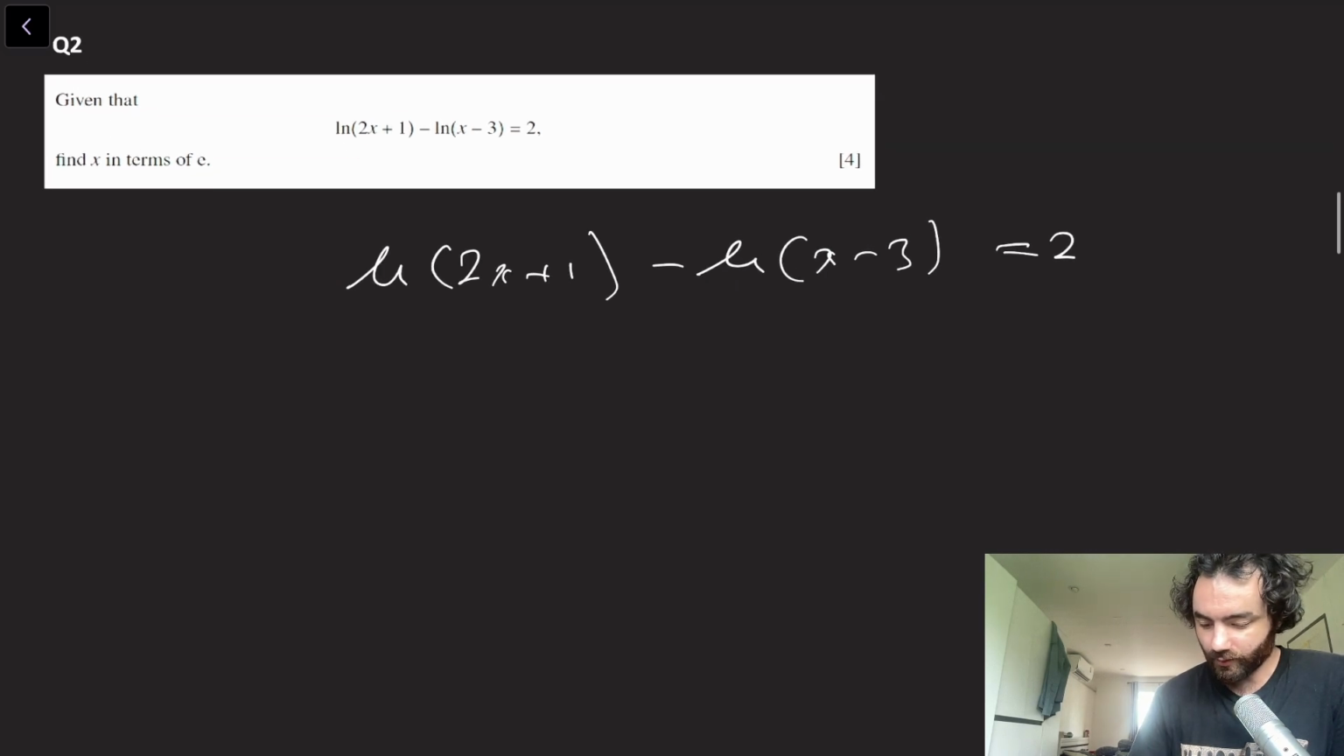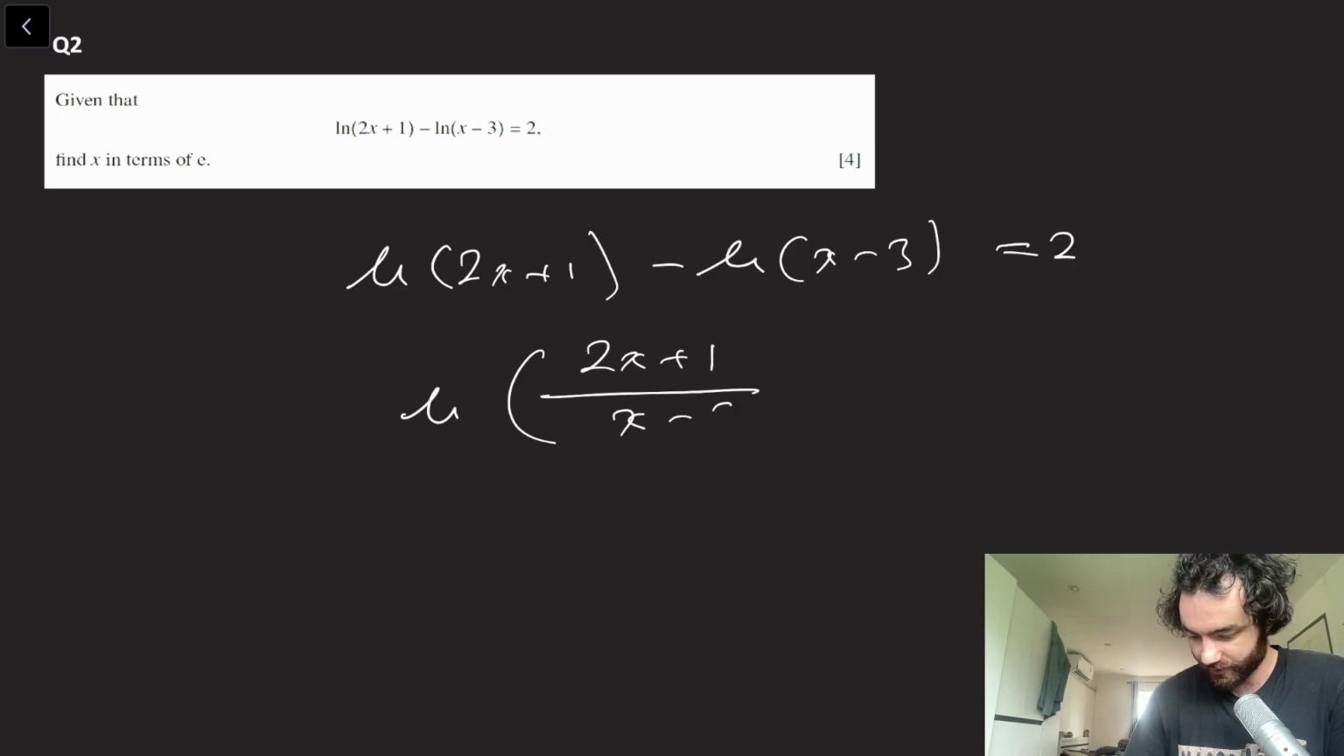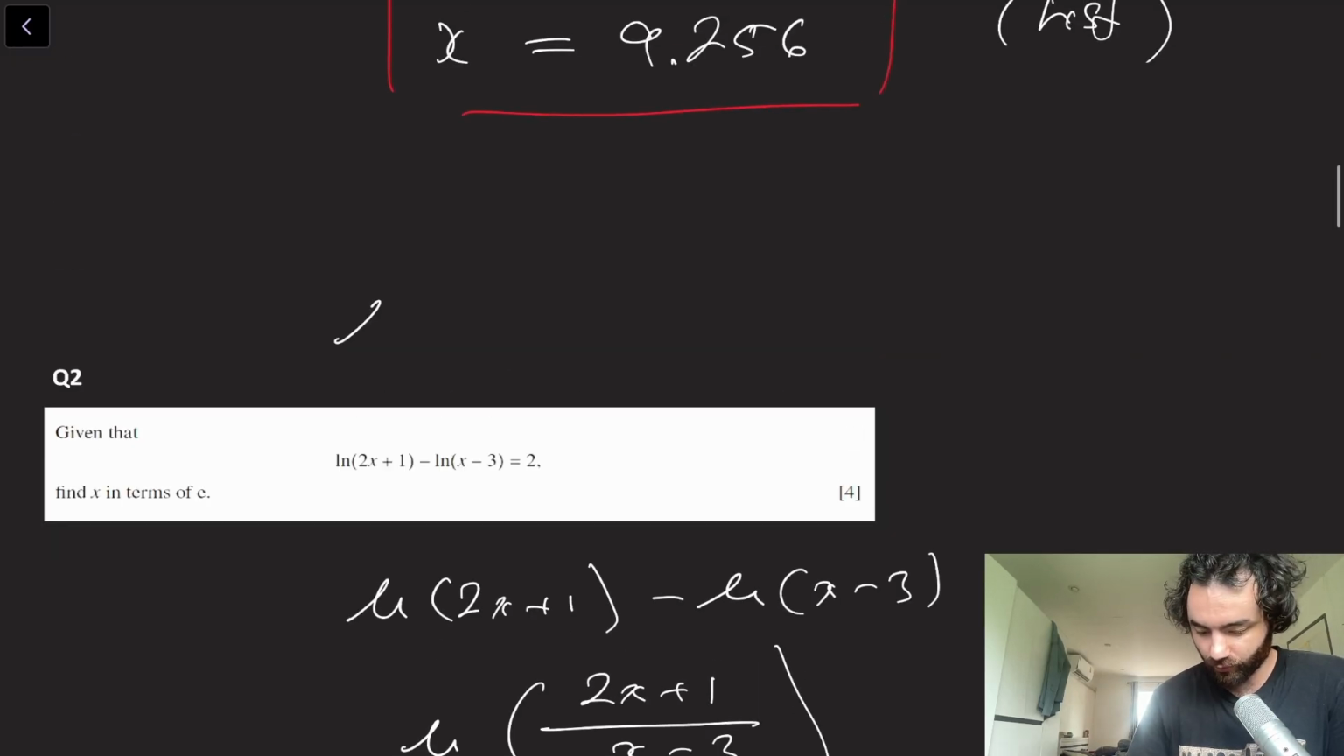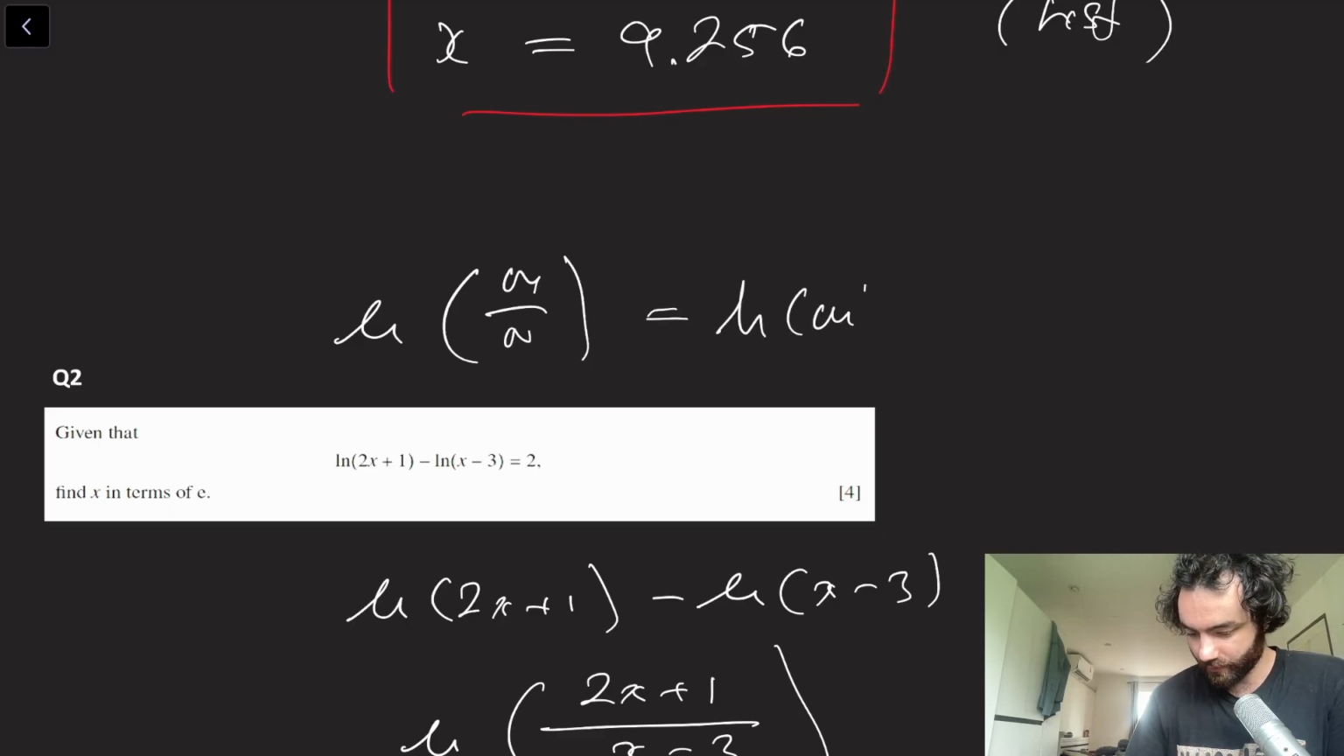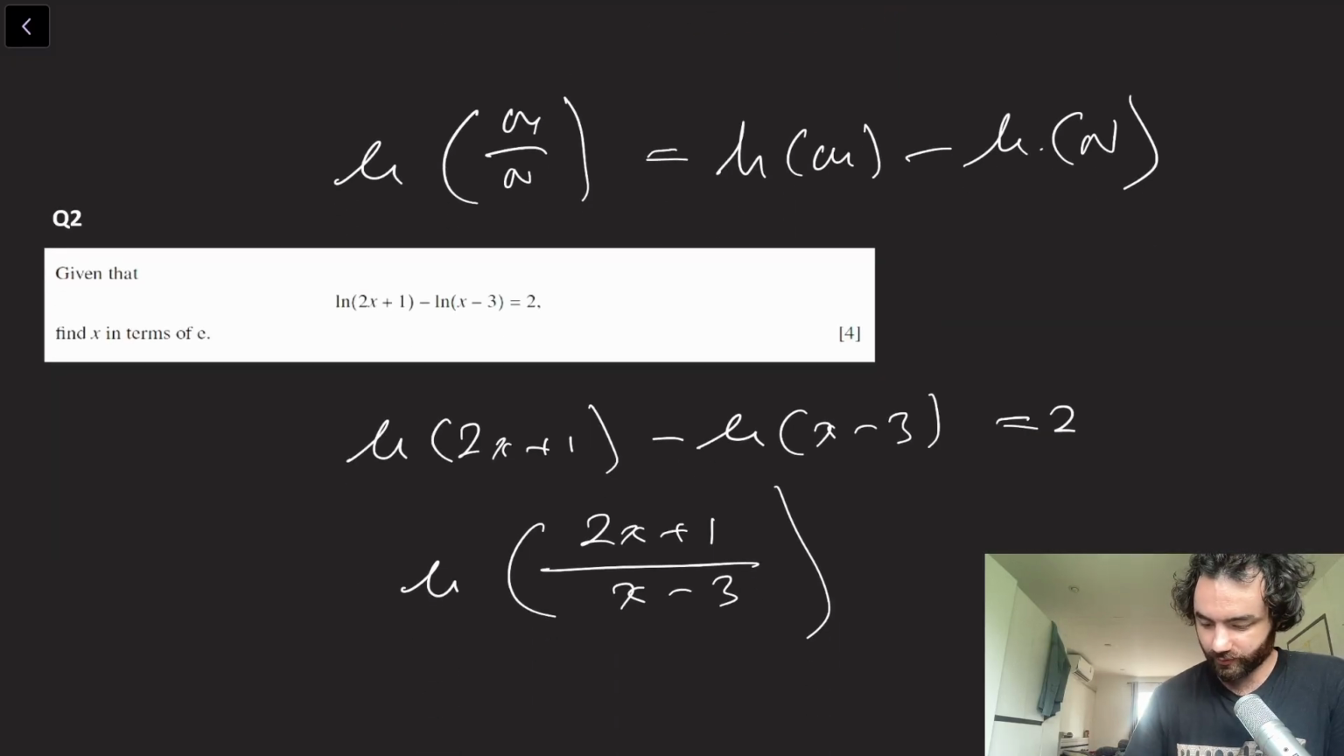Okay, well, this is the quotient rule, so these things can be merged together, and we can say (2x plus 1) divided by (x minus 3). It's from this rule: ln of m over n equals ln of m minus ln of n. Right, so those two things we equal that. So that equals 2.